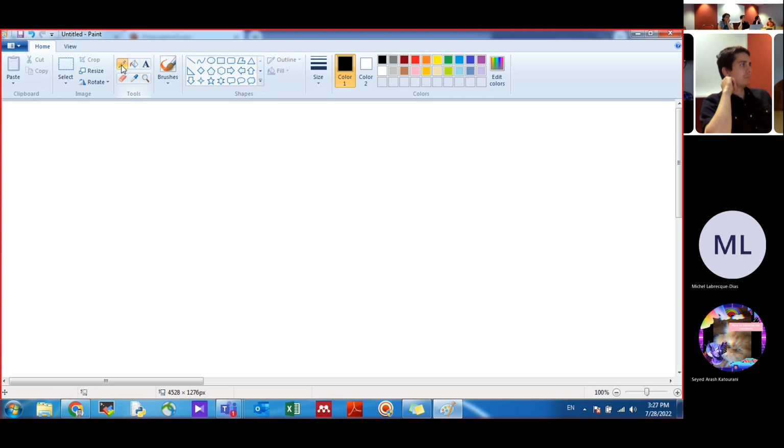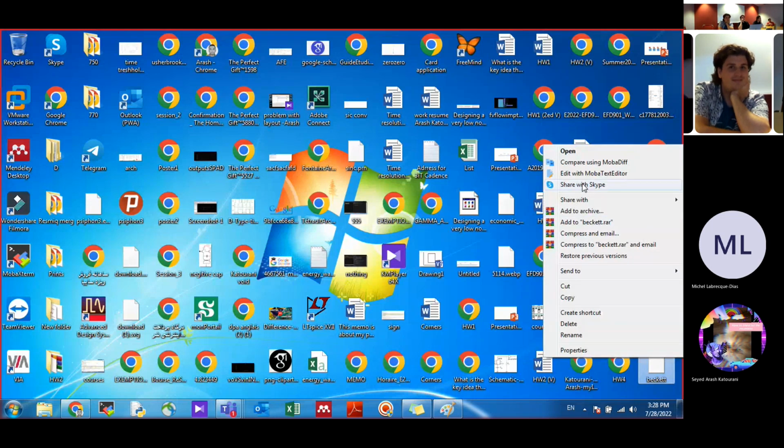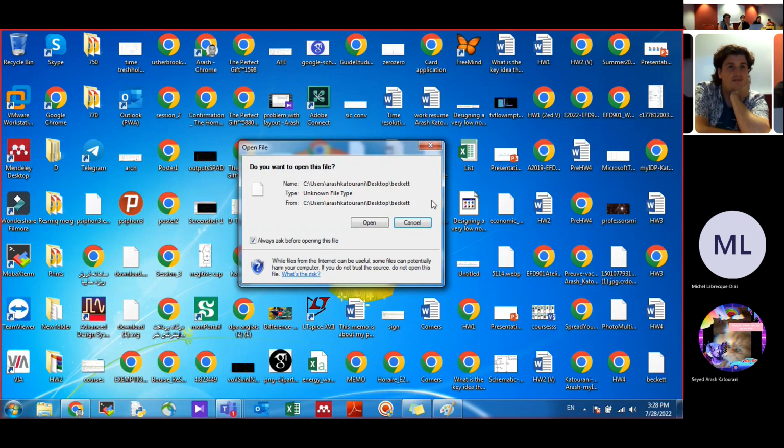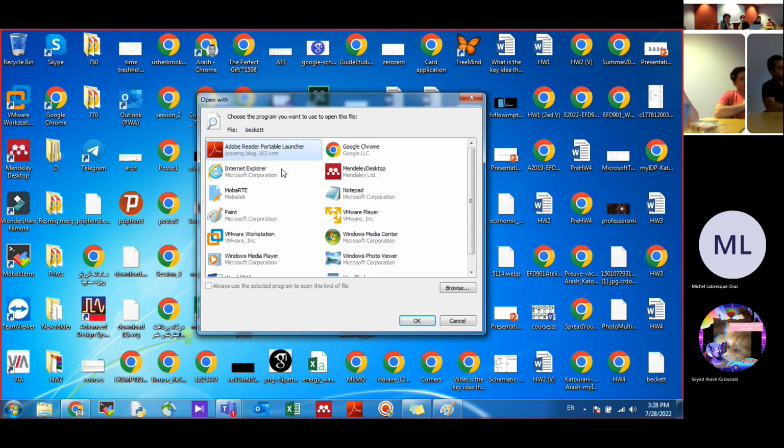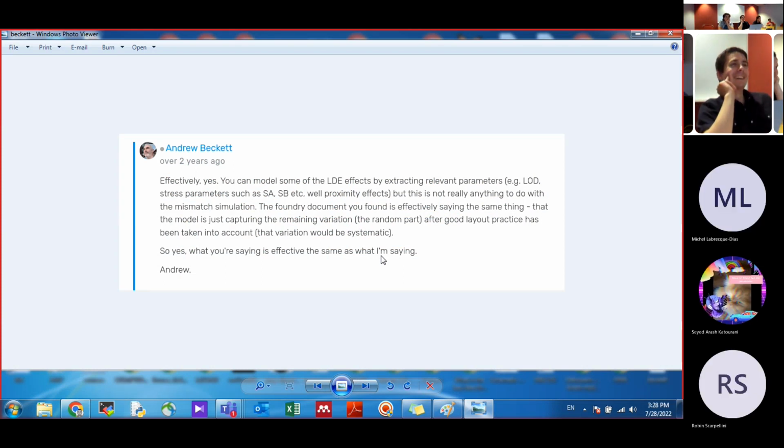You're talking about the well proximity. The well proximity in post-layout simulation, you will see the impact. I found out this thing from a very famous guy that everyone knows. So I mentioned that the LOD and other well proximity effects are not really anything to do with the mismatch.